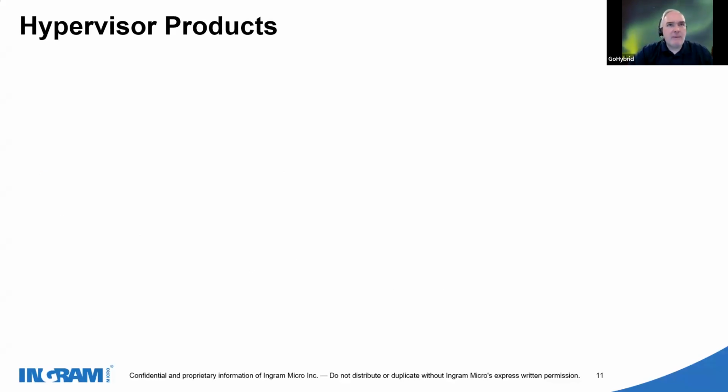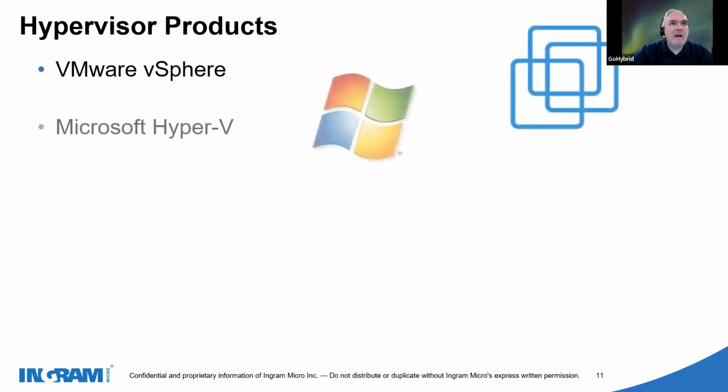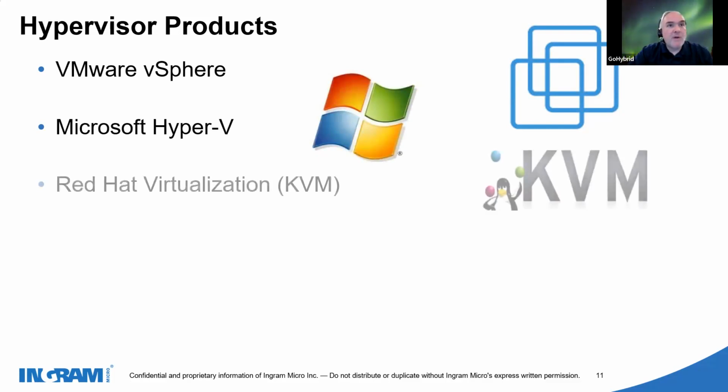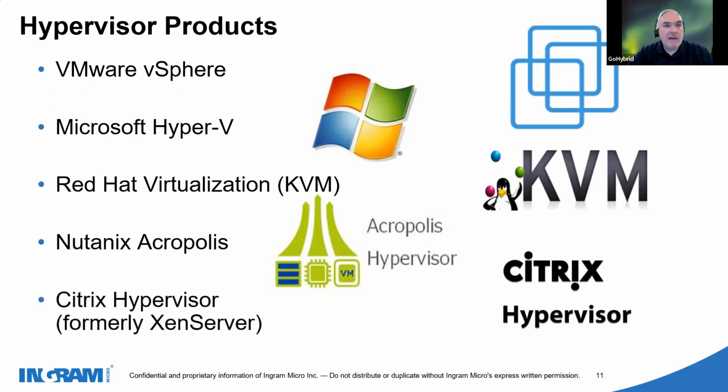The 5 main hypervisor products for server virtualization that are available today are VMware vSphere, Microsoft Hyper-V, which is included in Windows Server, Red Hat Virtualization, which is built on top of a product called Kernel-Based Virtual Machines, or KVM, Nutanix Acropolis, and Citrix Hypervisor, formerly known as Citrix XenServer.